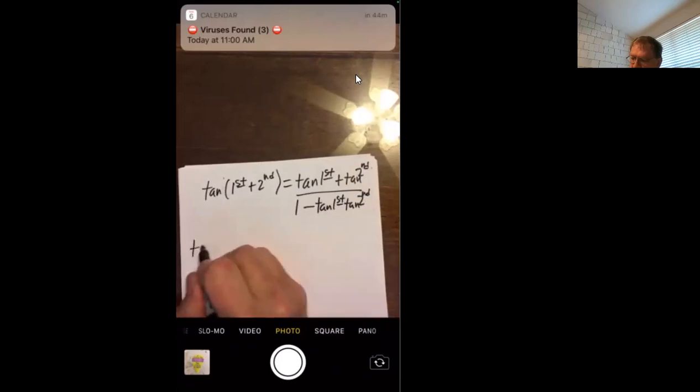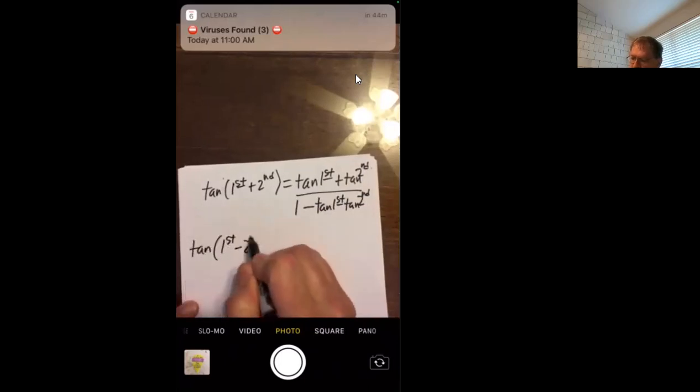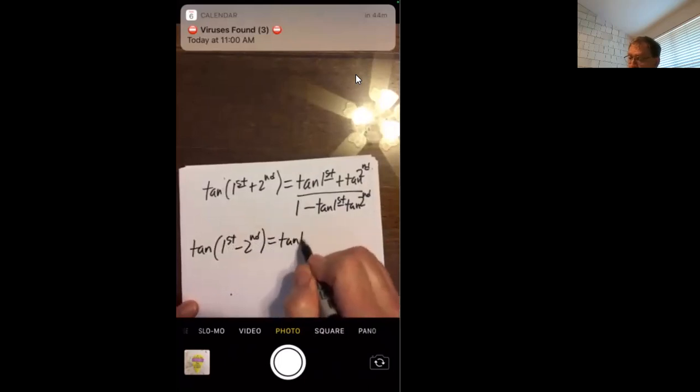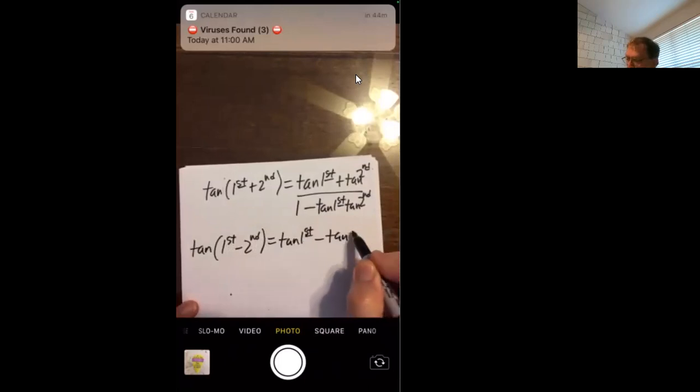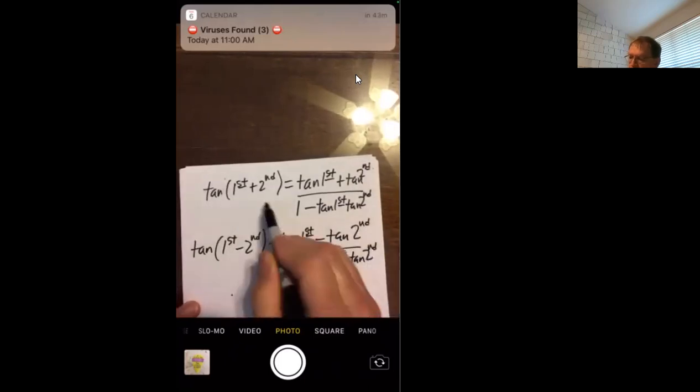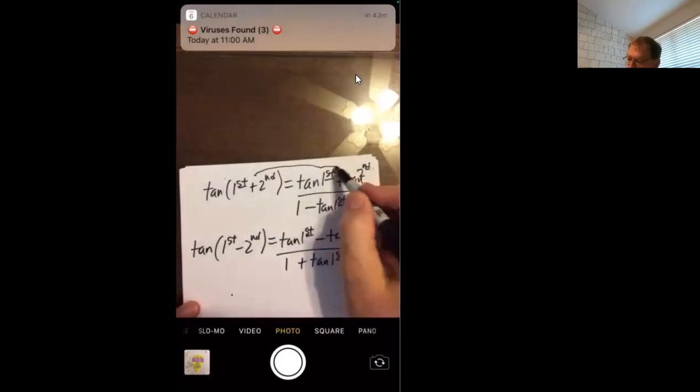And if you go tangent of a first minus second, again, the top distributes: tangent first minus tangent second. But on the bottom, you go one plus the product, tangent first, tangent second. So the top signs here are the same.